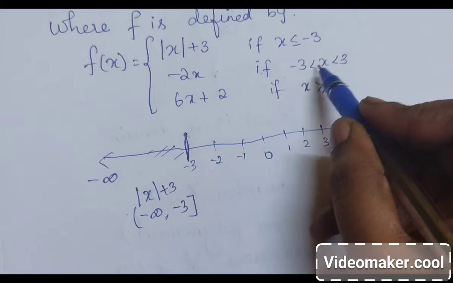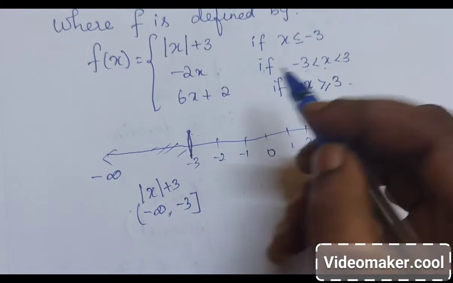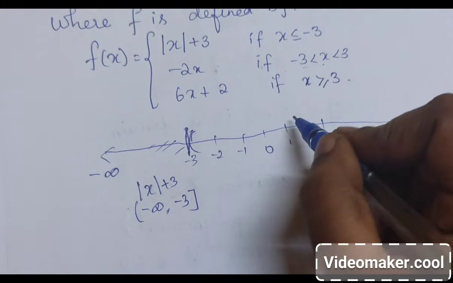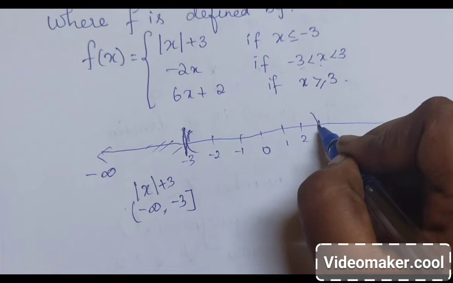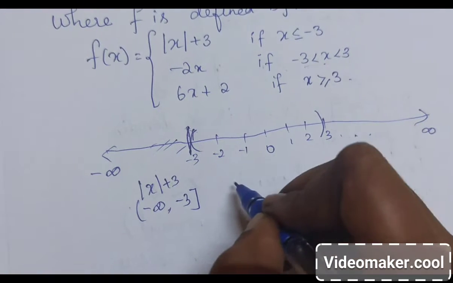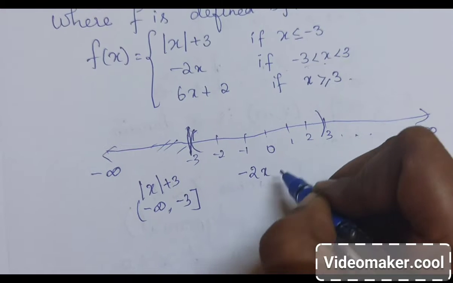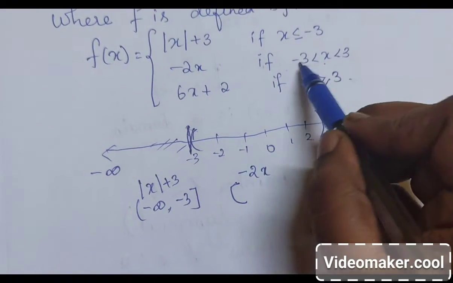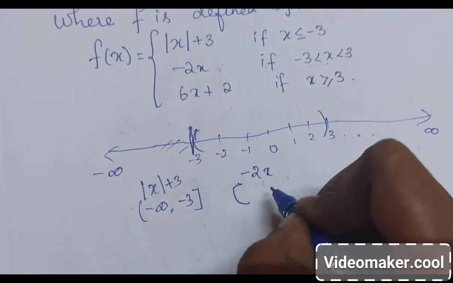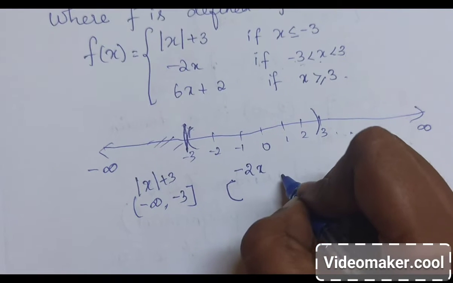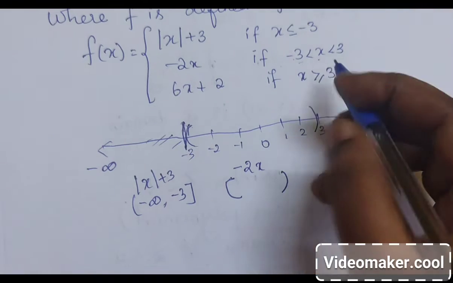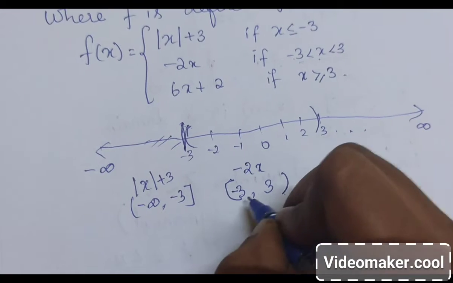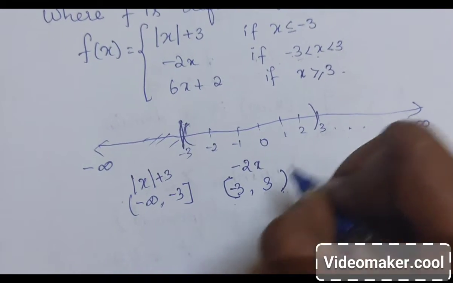And when the values of x lie in the interval, which means greater than minus 3 and less than plus 3, in such cases the function will be minus 2x. We can write it as an open interval, because here we are not considering the number minus 3 and the number plus 3, and we consider all the remaining numbers in between those two extreme numbers, minus 3 and plus 3. That's why I have mentioned the open bracket here.